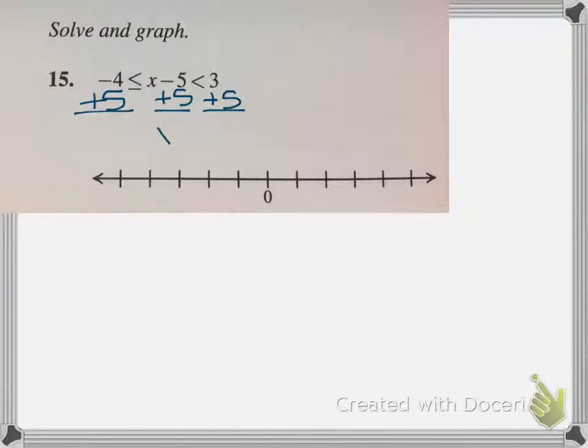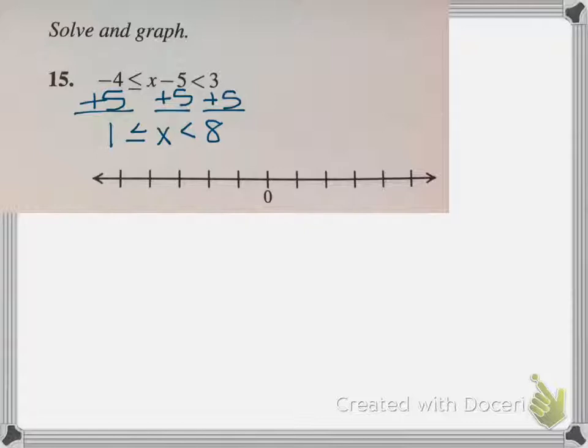When we do that, we get x all by itself because the -5 and the +5 cancel. 3 and 5 is 8. -4 and 5 is 1. So our answer is x is less than 8 and greater than or equal to 1.